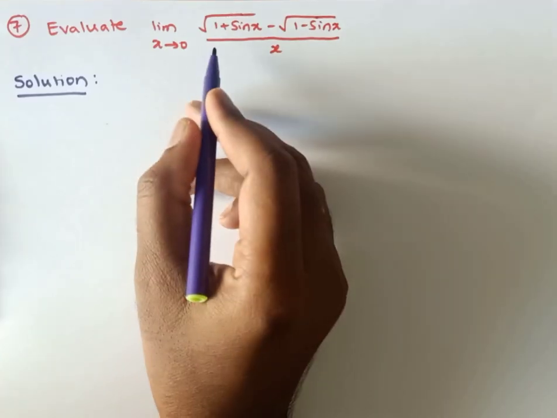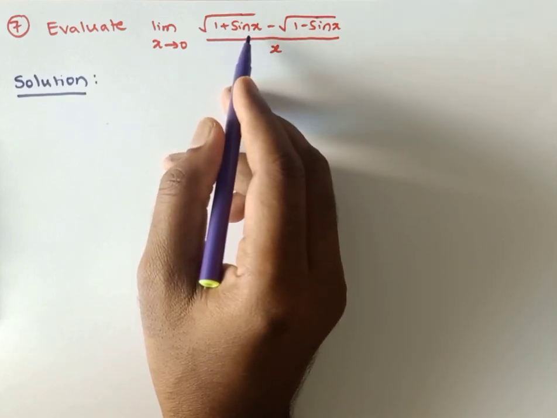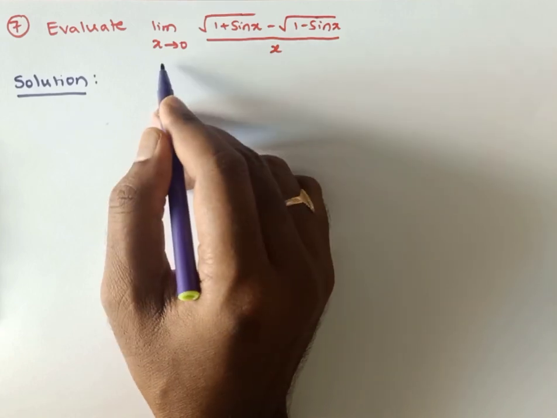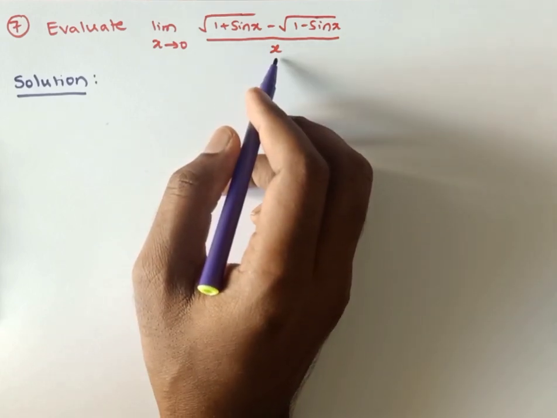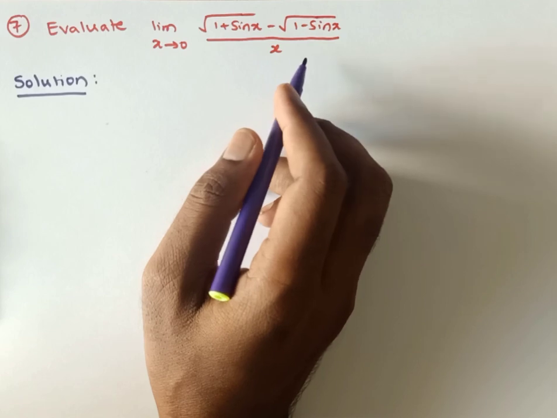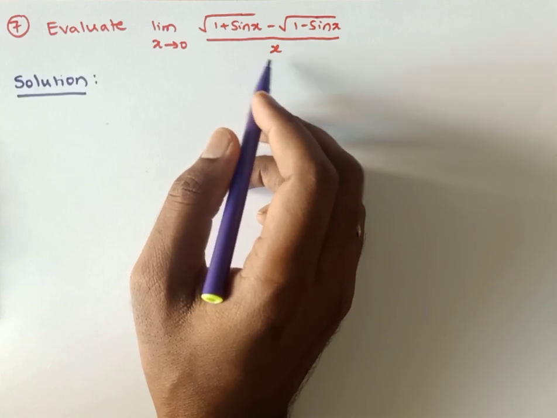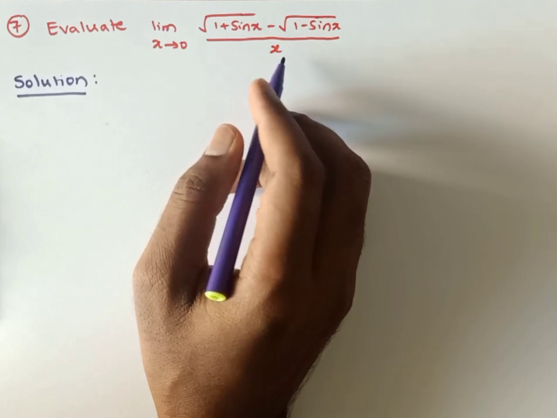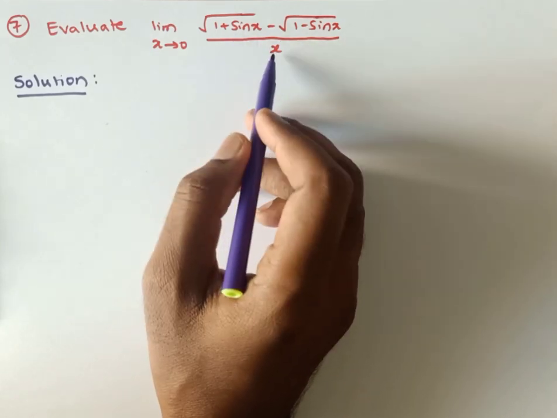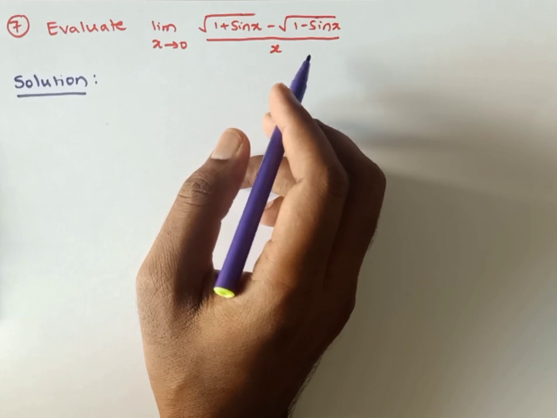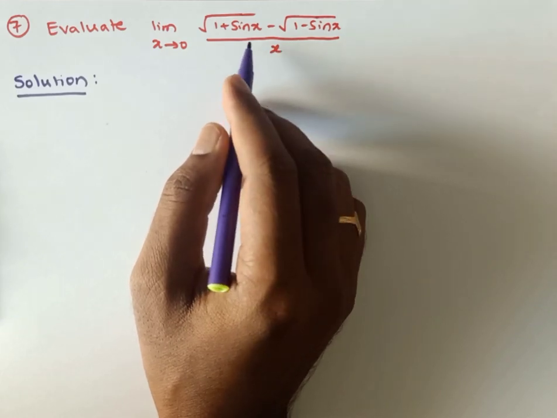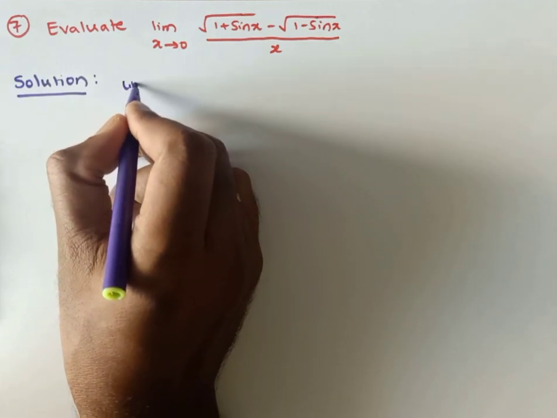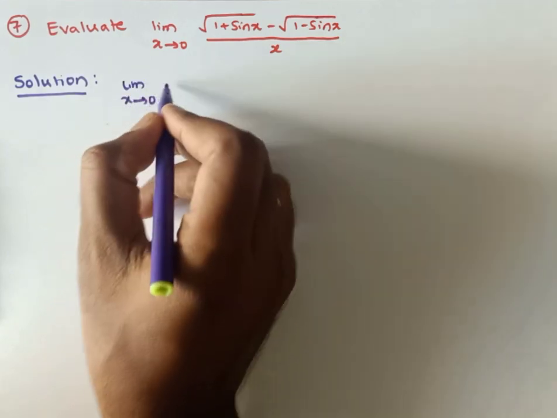So limit x tends to 0 of (square root of 1 plus sin x plus root of 1 minus sin x) by x. If we apply the limit x tends to 0, then the denominator part is 0, and the numerator cannot be divided by this 0. Is there any direct formula? No. So we need to rationalize the numerator. First of all, rationalize the numerator.